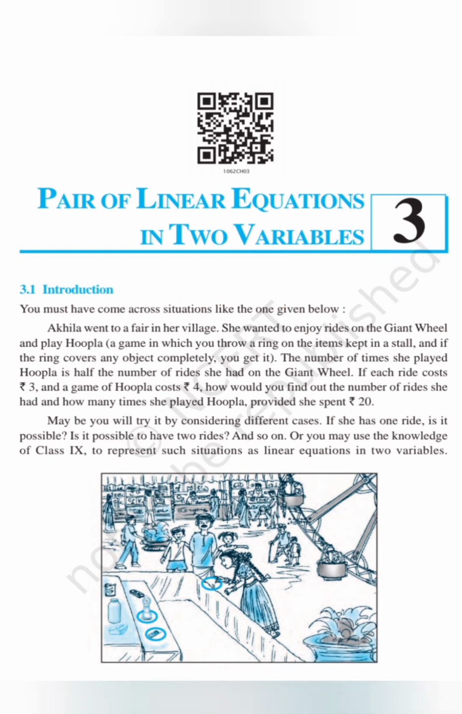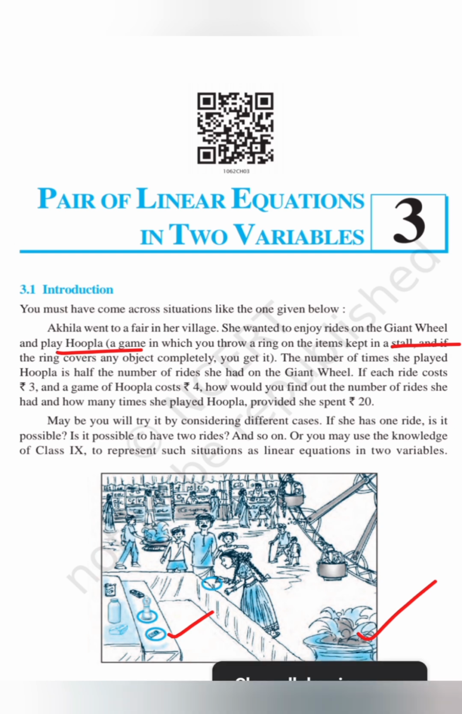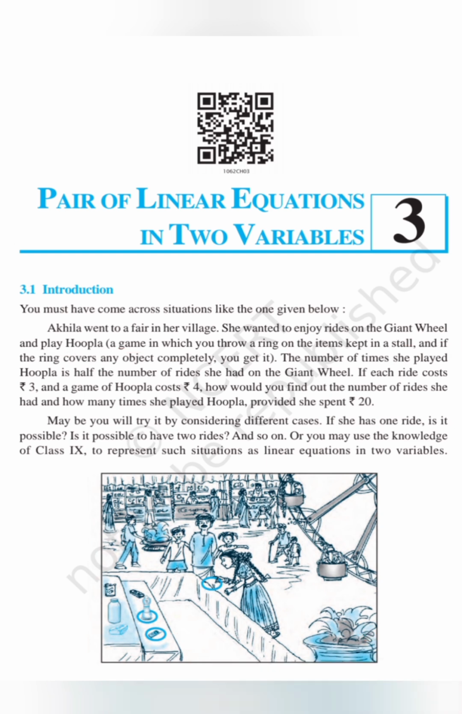Now they were given a situation. Akila went to a fair in her village. She wanted to enjoy rides on the giant wheel and play hoopla. That's given in this figure: the giant wheel, and this is the hoopla game. They have not given how many rides she went on or how many hoopla games she played. They've just given it indirectly. The number of times she played hoopla is half the number of rides she had on the giant wheel. Each ride on the giant wheel costs rupees 3 and a hoopla game costs rupees 4.